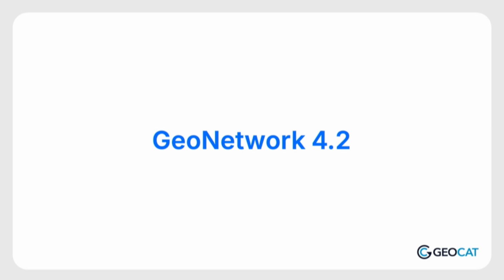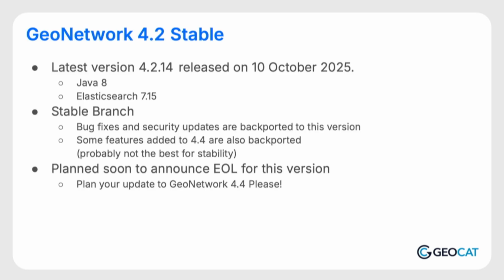Back to GeoNetwork 4.2. This is our stable branch of GeoNetwork used by a lot of production systems. It's working on Java 8 and Elasticsearch version 7. So this is really focused on bug fixes, and security updates are backported to this version. Some features are occasionally backported.